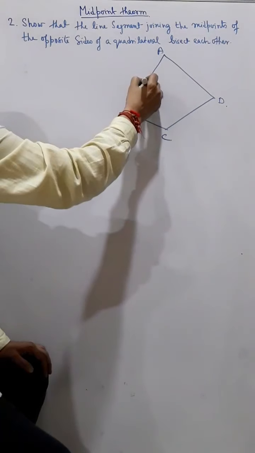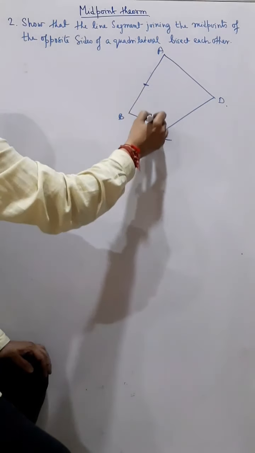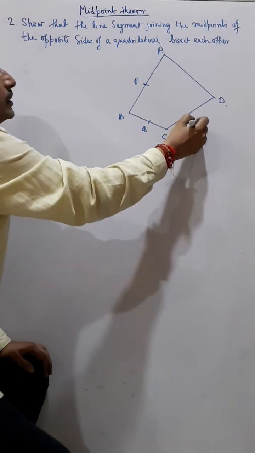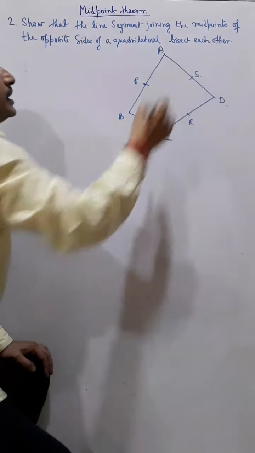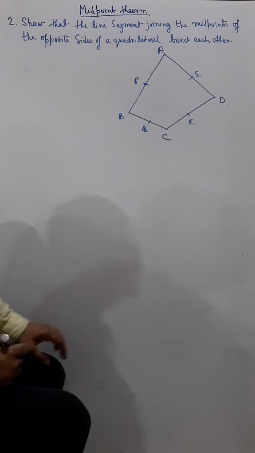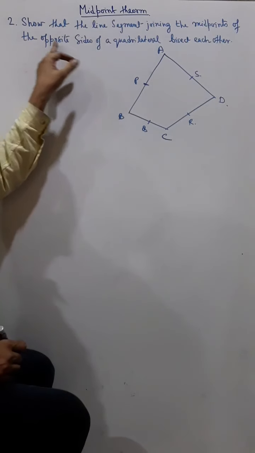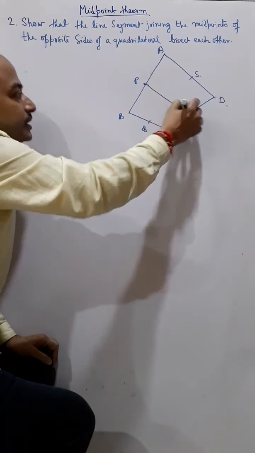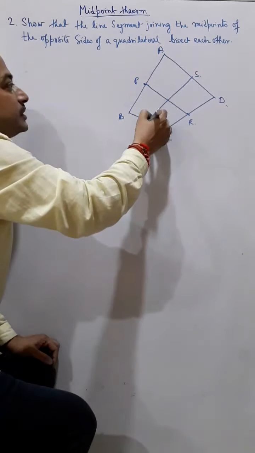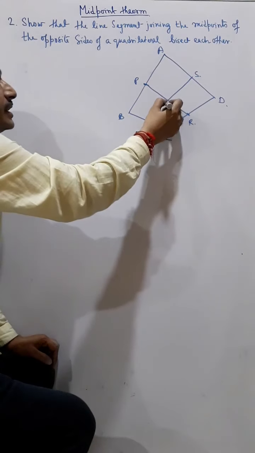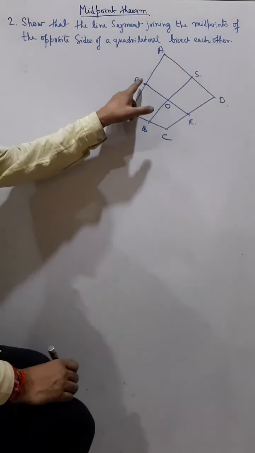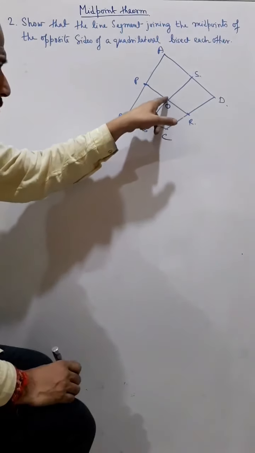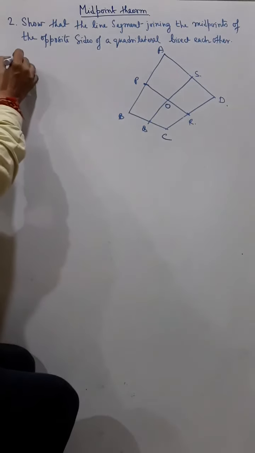and suppose P, Q, R, S are the midpoints as they told, and they told show that the line segments joining the midpoints of the opposite sides of the quadrilateral. That means if I join this and if I join this and suppose they intersect at O, we have to prove that they bisect each other. That means PO equals OR and OQ equals OS. Okay, so that is what we have to prove. So let's start.